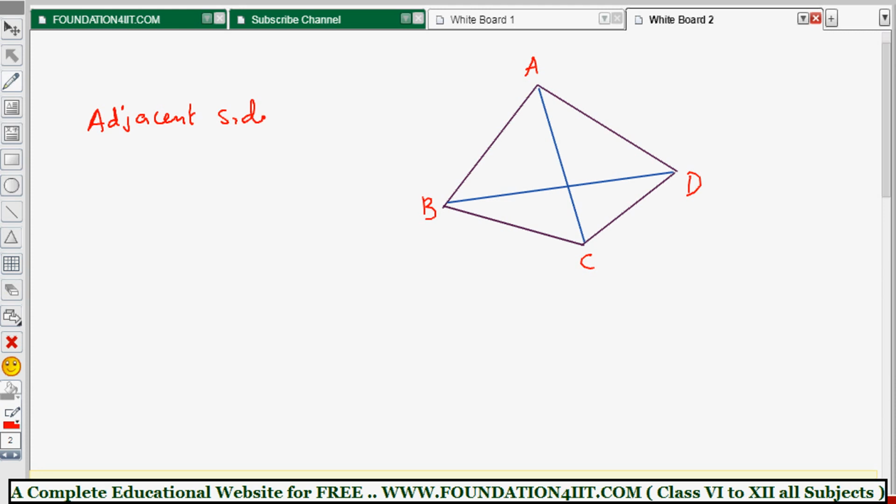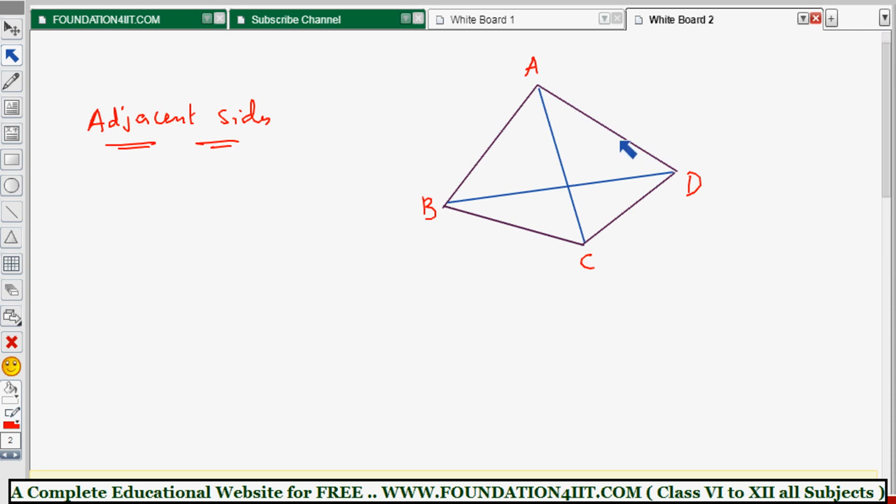Adjacent sides and adjacent angles, opposite sides and opposite angles, I'll explain now. First we'll see what an adjacent side is. When you observe here, two sides of a quadrilateral having a common endpoint are called adjacent or consecutive sides. Now AB and AD, A is the common point. So AB and AD are the adjacent sides.